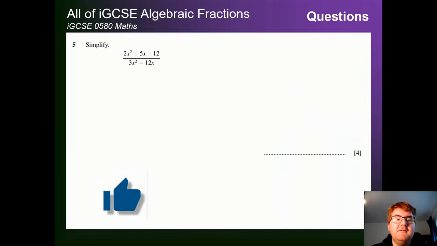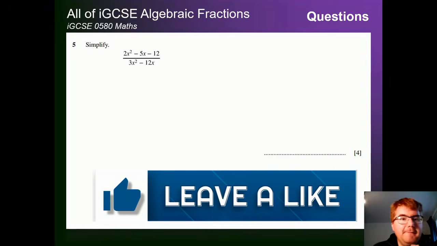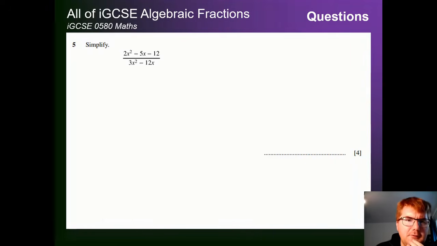On to question 5. Again, we're looking to factorize this as much as possible. Now, notice the top here. This isn't a nice factorization, so we're going to come back to this. It's got 3 different terms, but we have done things like the bottom before, the 3x squared minus 12x. We look for the common factor of 3x squared minus 12x. Well, they both have an x, and they both have a 3 that goes into both of these numbers.